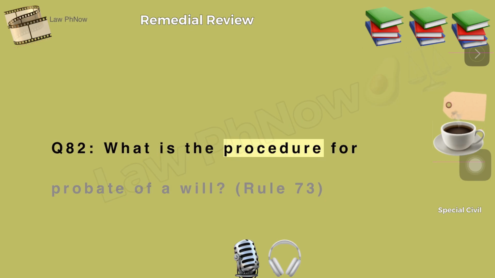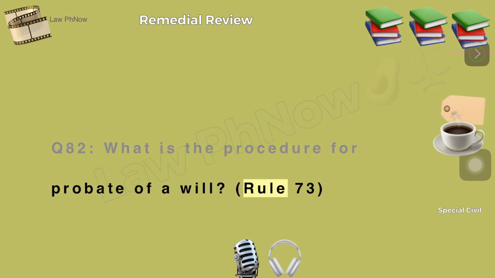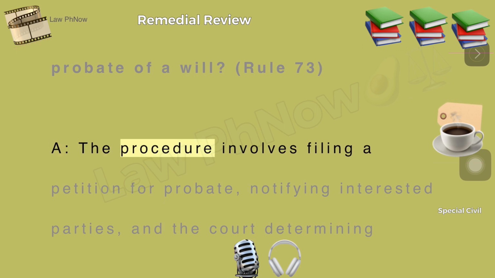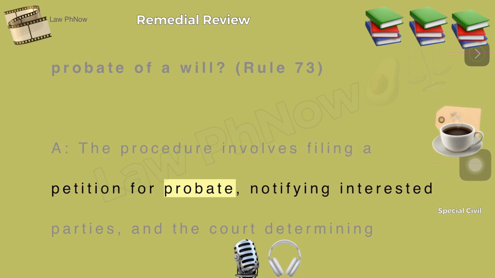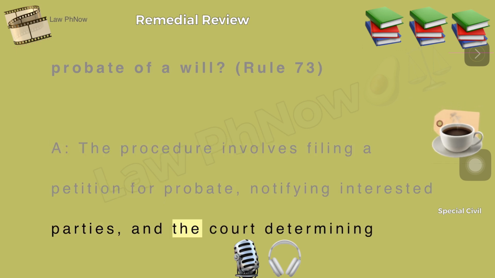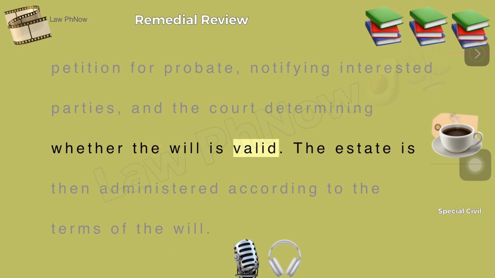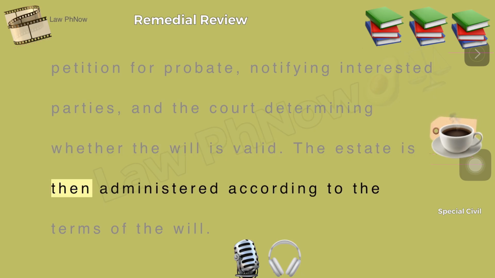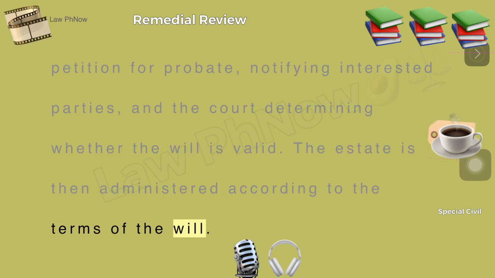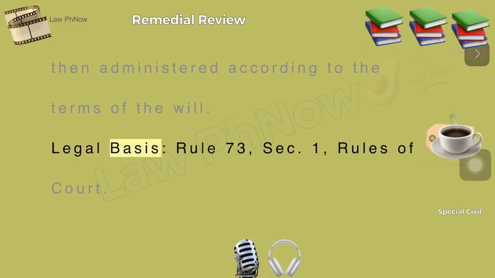Q82. What is the procedure for probate of a will? Rule 73. A. The procedure involves filing a petition for probate, notifying interested parties, and the court determining whether the will is valid. The estate is then administered according to the terms of the will. Legal basis, Rule 73, Section 1, Rules of Court.